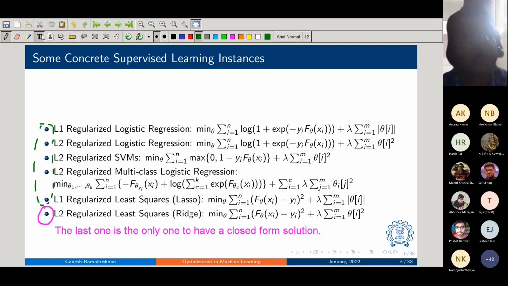Sir, is this that A transpose A inverse solution? Yes. You're right.